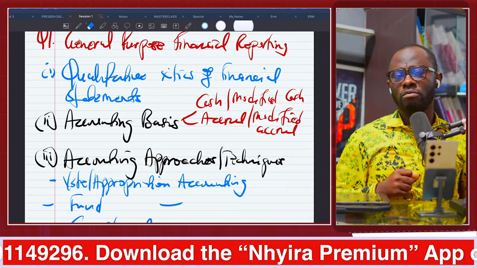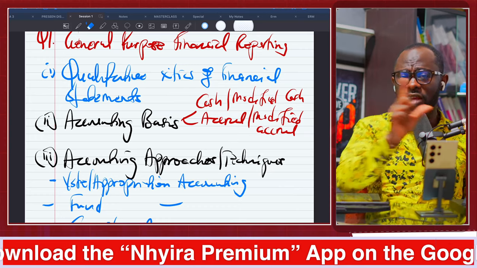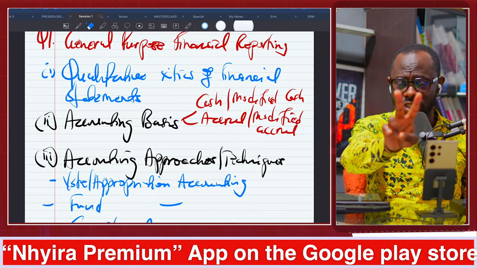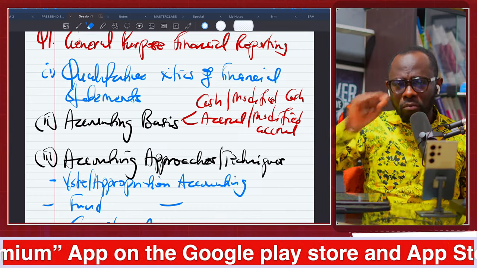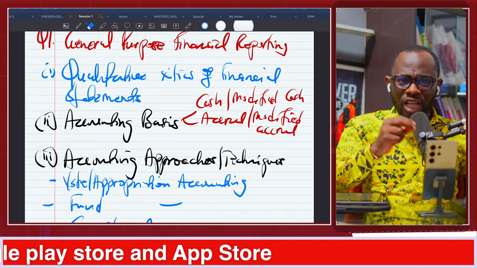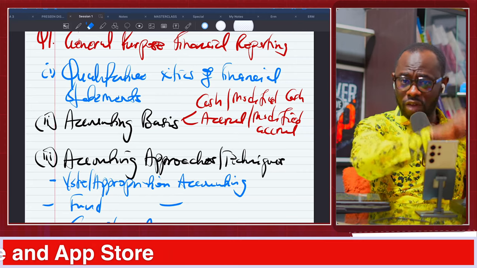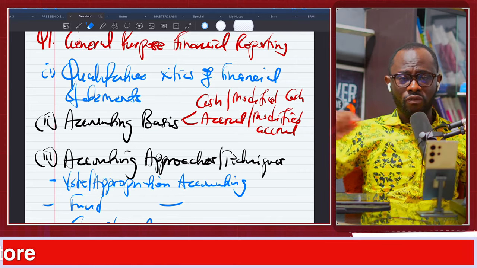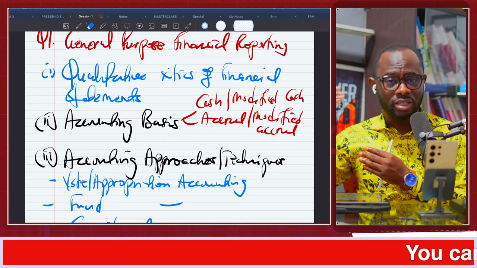Then the last one is the modified accrual basis. Under the modified accrual basis, two things are happening here. We are using the cash basis of accounting to recognize revenue, and then the accrual basis of accounting to recognize expenditures.